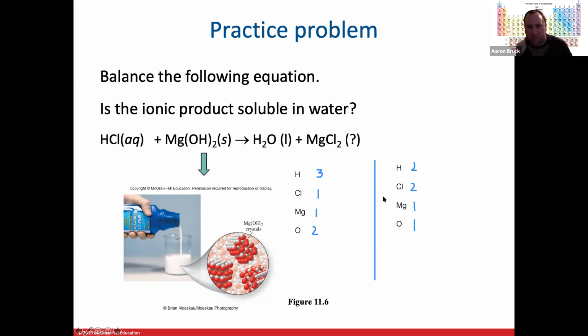I'll start by balancing the thing that's the easiest to do, and that's the chlorines. 2 HCl's will give me the 2 chlorines I need to balance out the chlorine. It'll also give me 4 hydrogens now, 2 in the acid, 2 in the base. And now we can see we're in the same scenario that we were before. Double the hydrogen, double the oxygen on the reactant side. So I need to double the water on the product side.